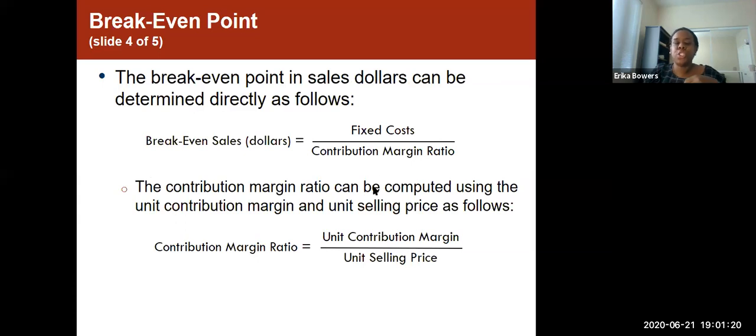We can also determine how many dollars of sales we need in order to break even. Our dollars would be fixed cost divided by contribution margin ratio. And we know contribution margin ratio is either your contribution margin divided by sales, or you can also calculate it a different way: your unit contribution margin divided by your unit selling price. So you have two ways of calculating it.